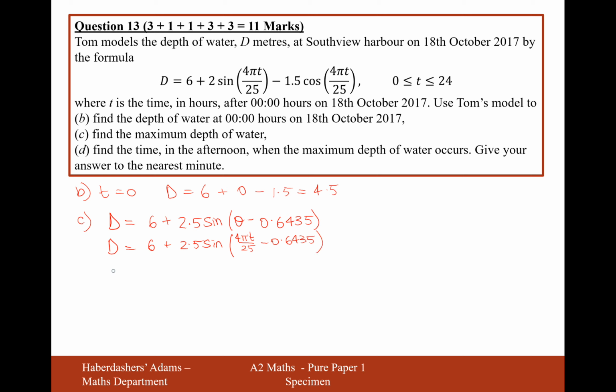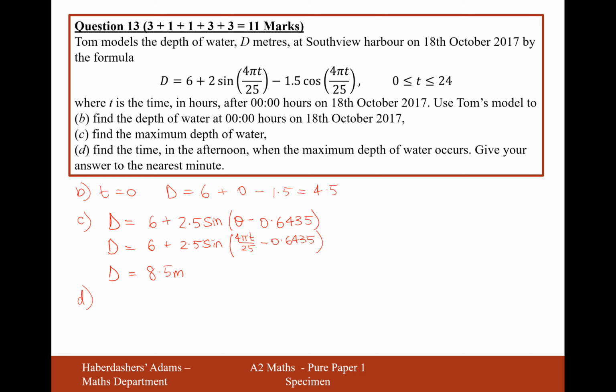Now, what are we answering here? We're answering part C, which is find the maximum depth of the water. We want to find the maximum depth of the water, therefore the sine function has to be at its maximum as well. When the sine function is at its maximum, no matter what transformation we have inside the bracket, the maximum the sine function can be is 1. So therefore 6 plus 2.5 times 1, the answer there is 8.5 meters.